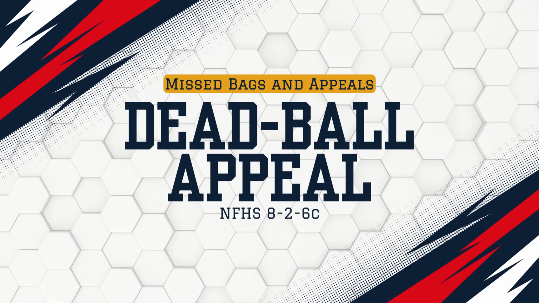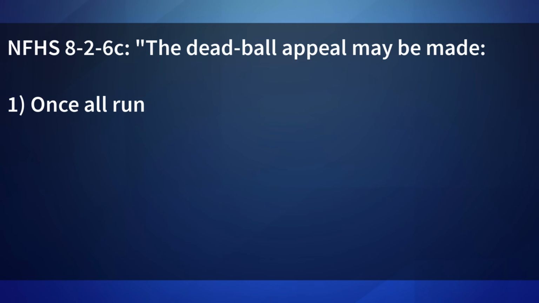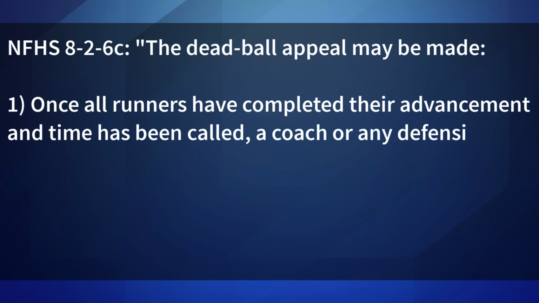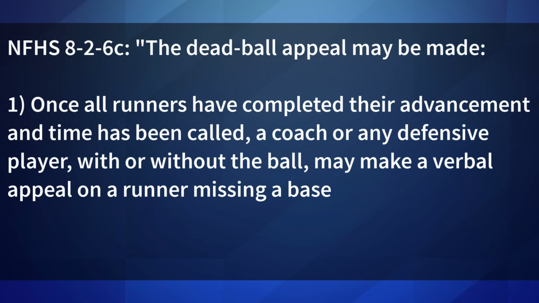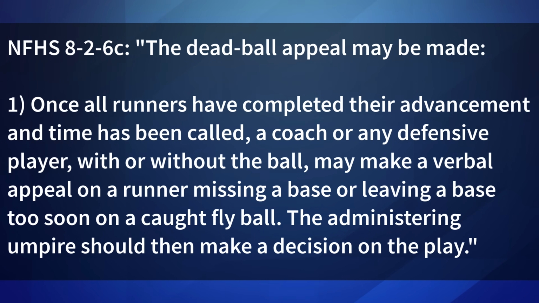Real quick, I do want to cover how this appeal would be made during a dead ball, which is a unique option only allowed in NFHS rules. Rule 8-2-6C. The dead ball appeal may be made, 1, once all runners have completed their advancement and time has been called. A coach or any defensive player, with or without the ball, may make a verbal appeal on a runner missing a base or leaving a base too soon on a caught fly ball. The administering umpire should then make a decision on the play.